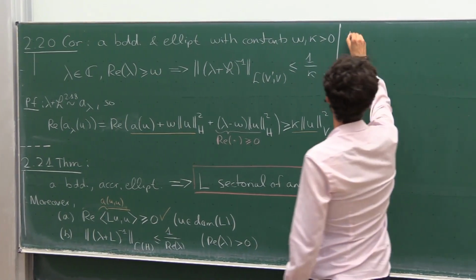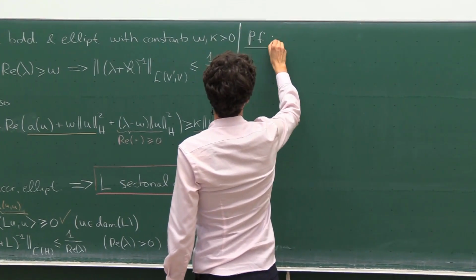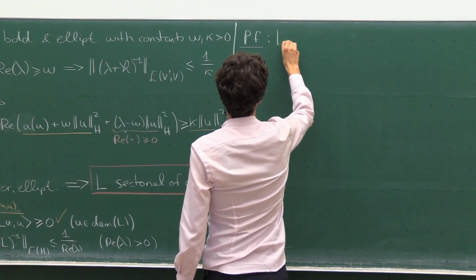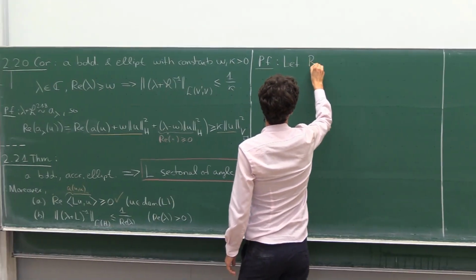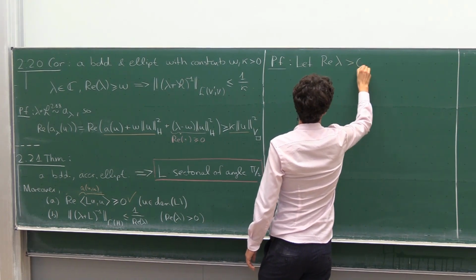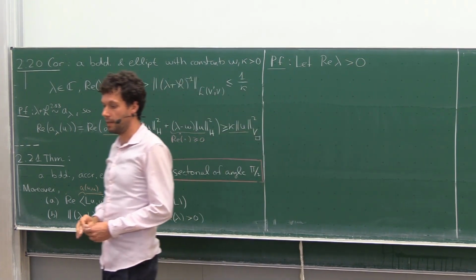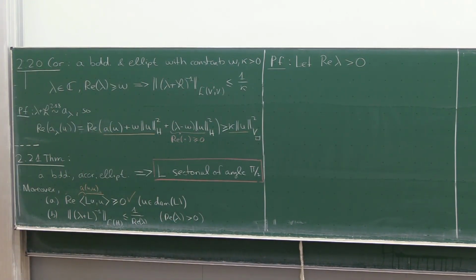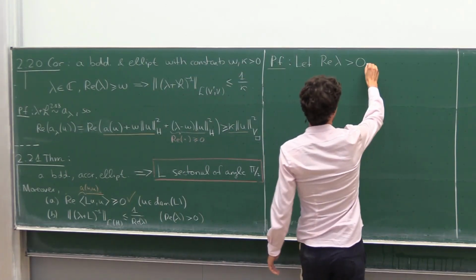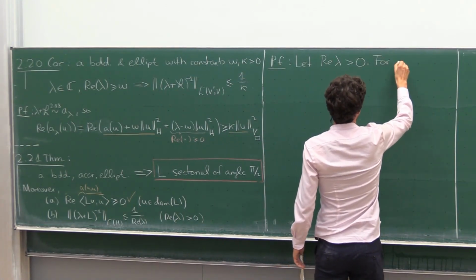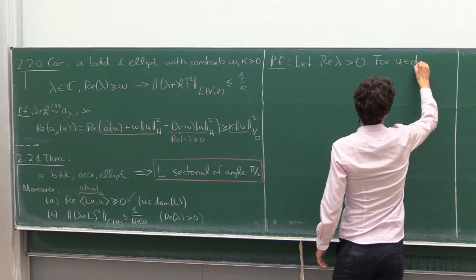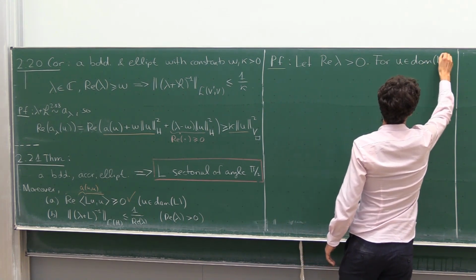So, proof. For the moment, let me just work with a complex number, strictly positive real part, and let me see what I can get. Okay? And so suppose also that U is an element in the domain of L.